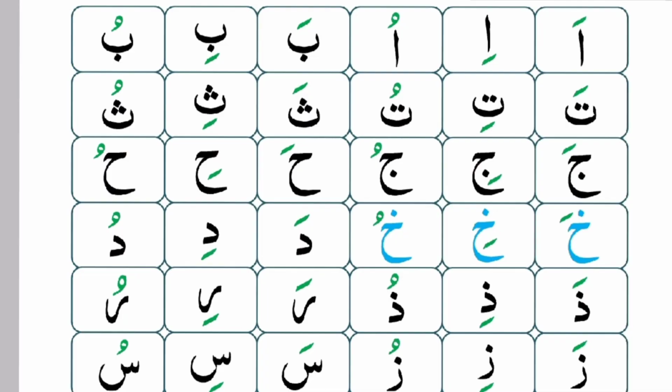Open the next page. Look at the second line, for example, first box. You can see the letter ta has zabar on it. So ta is mutaharrik. Look at the last box in line 2. You can see the letter tha has pesh on it. So tha is mutaharrik. So any letter that has zabar, zair or pesh on it is called mutaharrik.